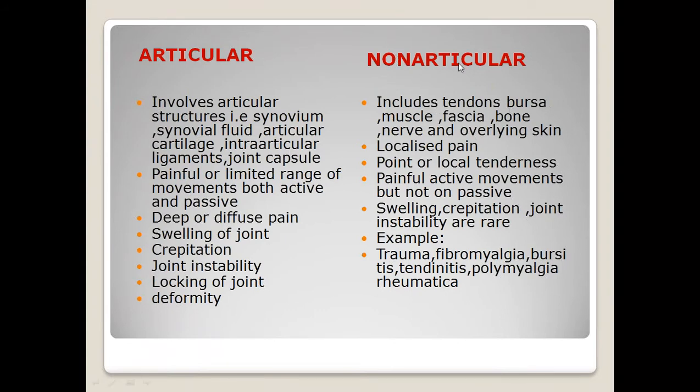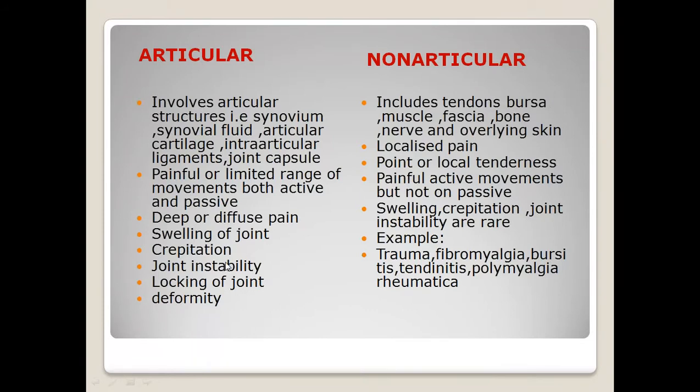Whereas in non-articular joints, the pain is only on active movements but not on passive movements, and point or local tenderness is present. That means localized pain is present. But in articular joints, diffuse or deep pain will be present. So these are the two most important points where you can differentiate. One is painful or limited range of movements on both active and passive movements: it's an articular joint. In non-articular joints, the painful movements are only on active movements, with localized tenderness. Another point which helps us in articular joints is the presence of crepitations.